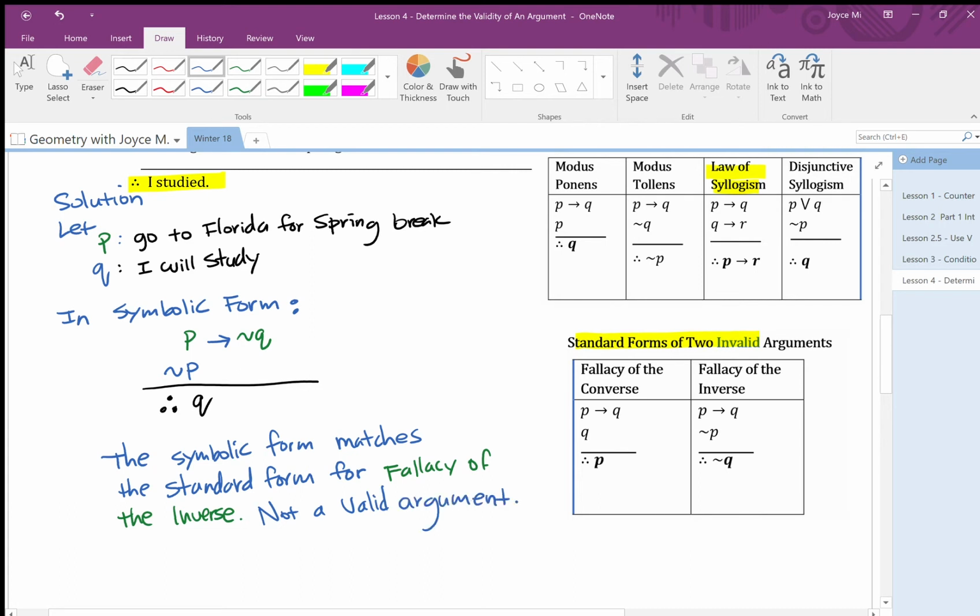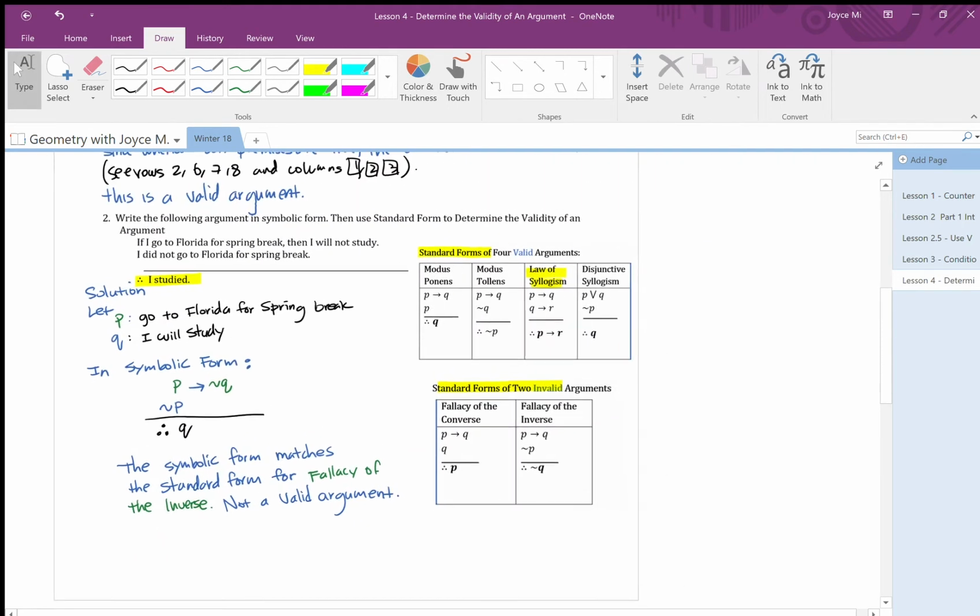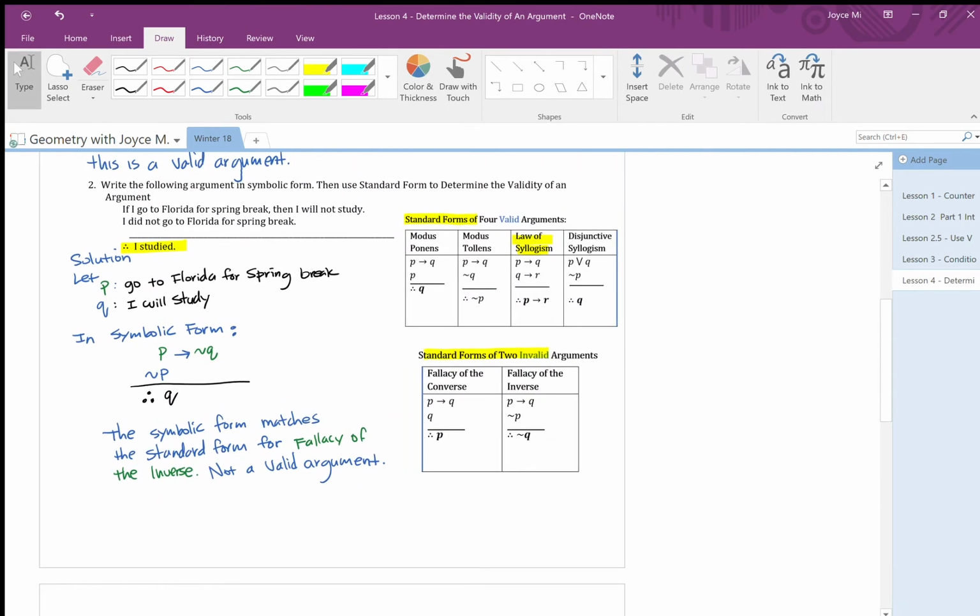Okay, so we just completed a question. Let me zoom in so you can see the whole thing. Here, I first read the question and use symbolic notation to represent it. Then I see if it's valid or not by comparing it to the standard form that we discussed in lesson 3. Okay, now let's move to the next part.